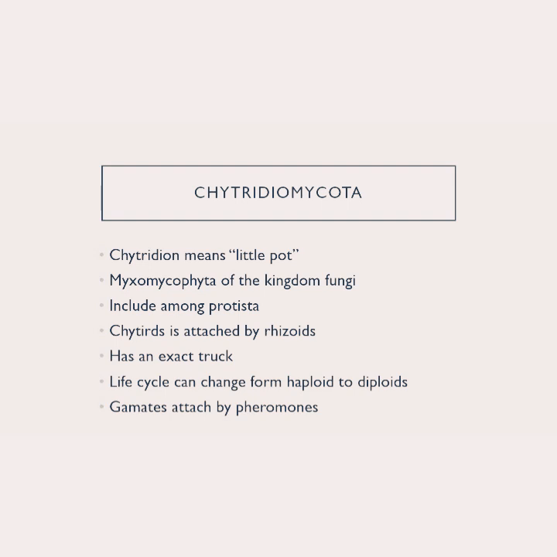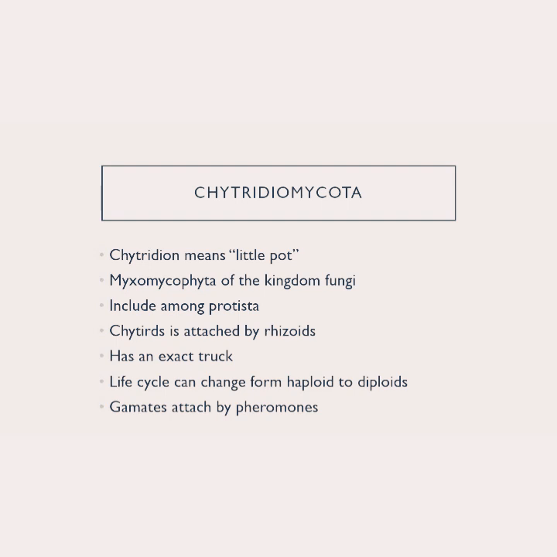Next, it has an erect trunk. Next, the life cycle can change from haploid to diploid. Haploid means single set and diploid means double set. I will tell you about the details of these two words, but not right now, after some time. Next is gametangia. Gametangia means the flagellate gametes are released and merge to form a zygote. Means they release the gametes and they form the zygote.